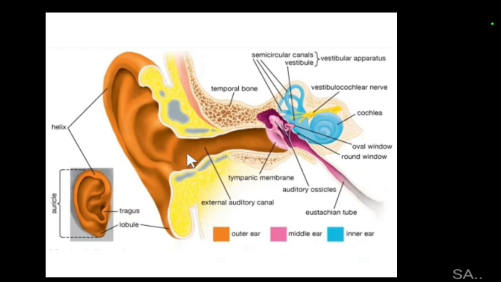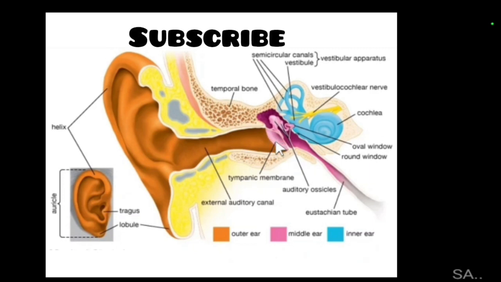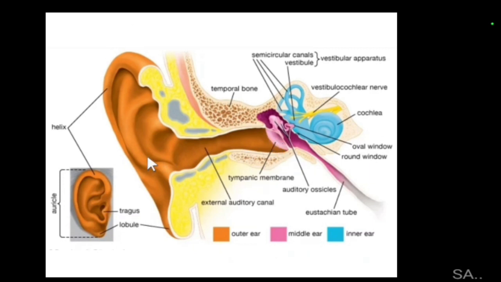Another part of the outer ear is this canal, and this is termed the auditory canal. This auditory canal is lined with glands which actually produce earwax, and it is also lined with hair follicles. The third part of the outer ear is the tympanic membrane, which is also termed the eardrum. So the three main parts of the outer ear are the auricle, auditory canal, and tympanic membrane, which normally we call the eardrum.